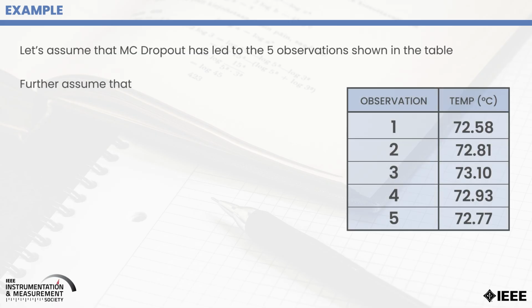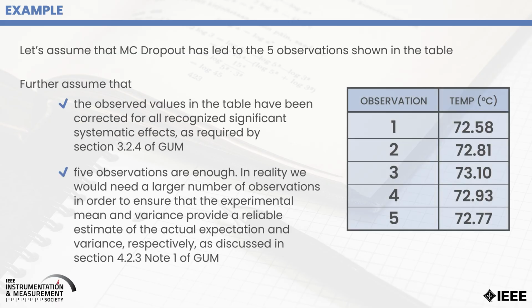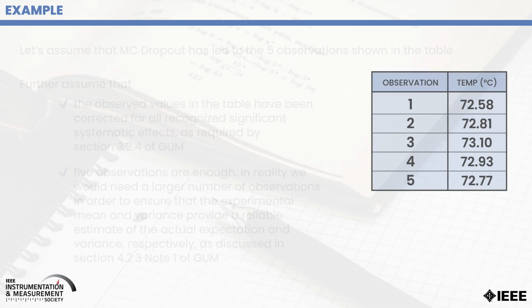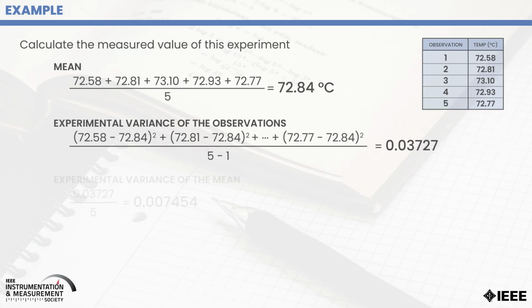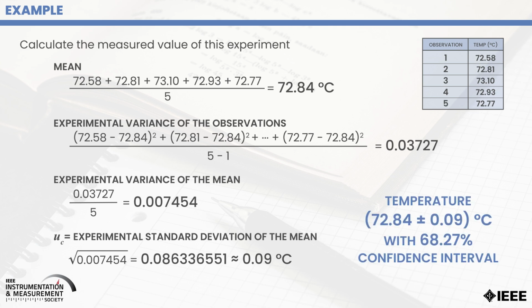So in this example, let's say we have done Monte Carlo dropout and we have come up with these 5 different temperature values according to the type A method. Here, the uncertainty is 0.09 degrees Celsius, and because the average is 72.84 degrees Celsius, we can say the temperature in this case is 72.84 plus or minus 0.09 degrees Celsius with 68.27% confidence interval. So we can use the existing method here.